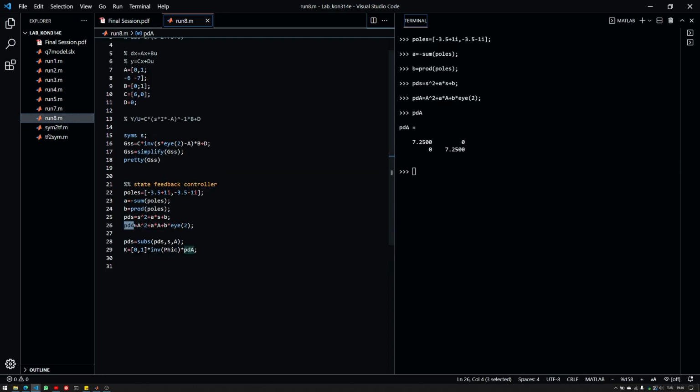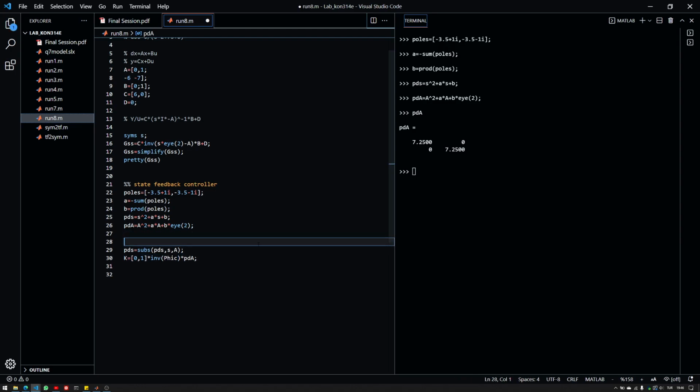Now, so far we have calculated PDA, which is pretty much straightforward. We have used the poles that we want to assign, and then we have worked out, since these are just two poles, we have used the product and sum, and then we've created our polynomial and then substituted the open loop A, basically this A, into it. And that's it. Now, what is phi c?